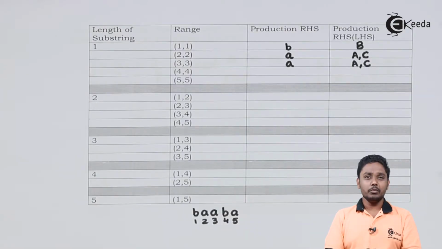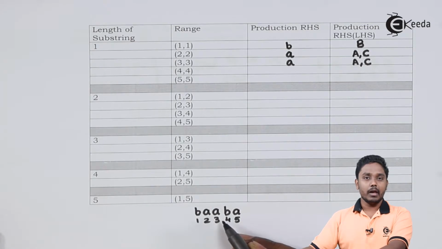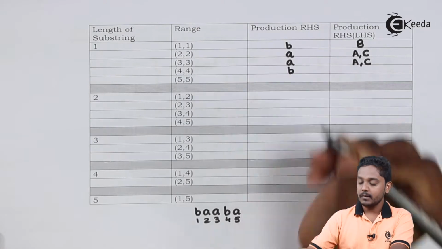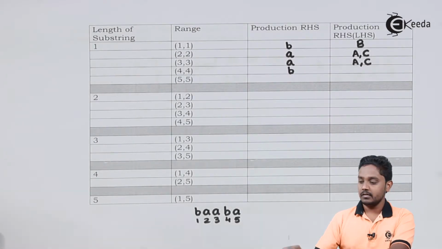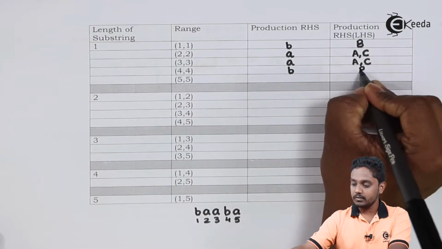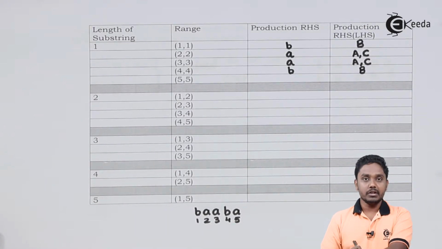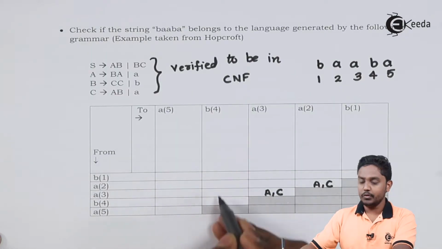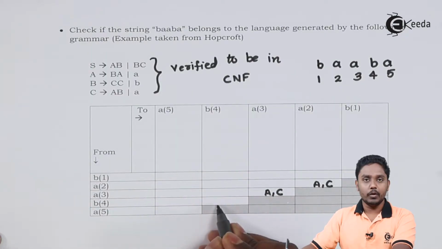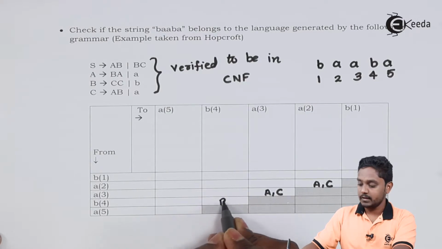From position 4 to position 4, let us see the string. Over here it is B. We have already solved for B. Let us copy that. LHS is B. The RHS which can generate B is capital B. Let us put this information into the dynamic programming table. From position 4 to position 4, over here we'll have to put B.